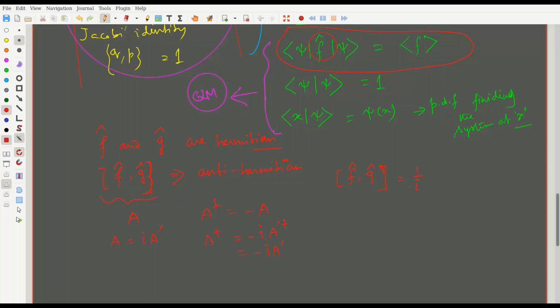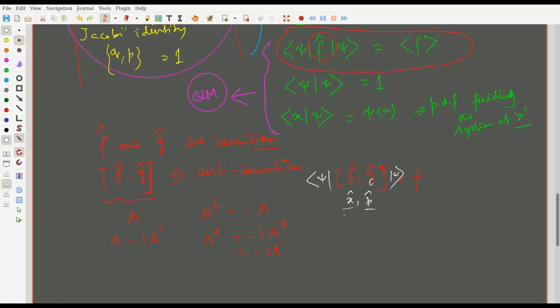And in the special case, when this f and g are just x and p, because x and p are special cases of f and g, and if you elevate the status of x and p as operators, then if you sandwich this commutator within two states, what you have is the expectation value of x times p, and the dimension of x times p is angular momentum.